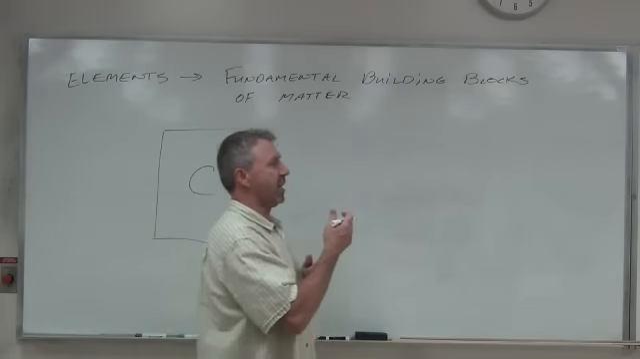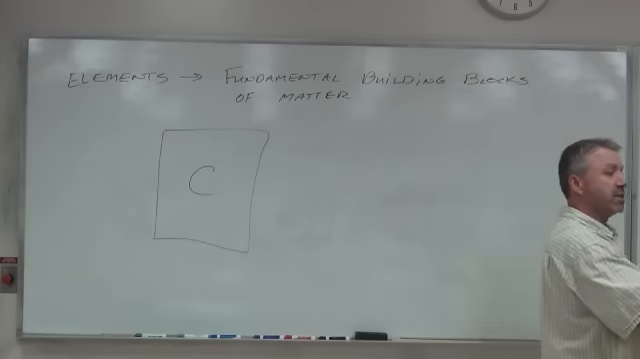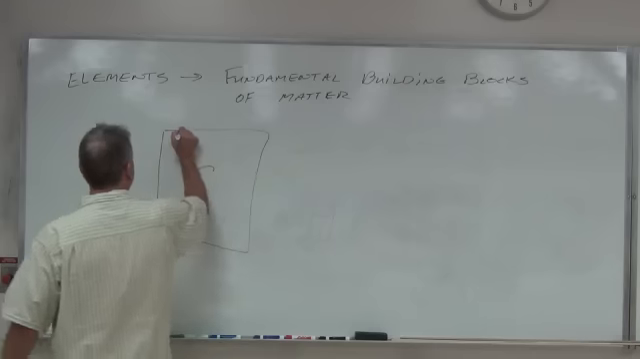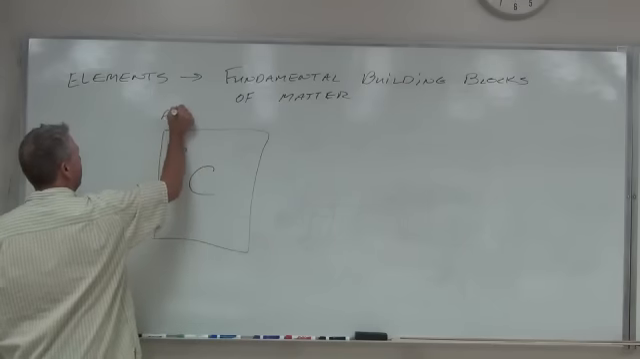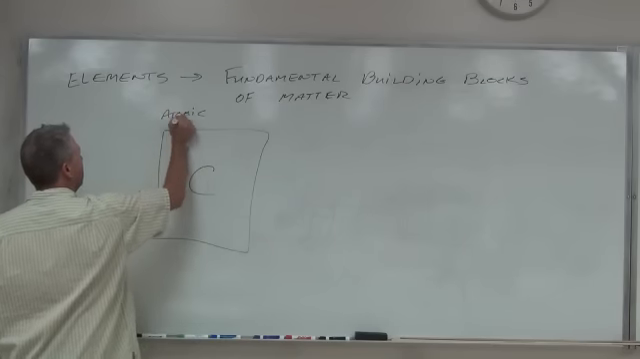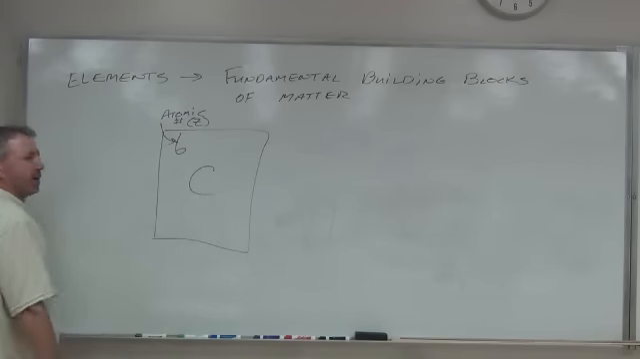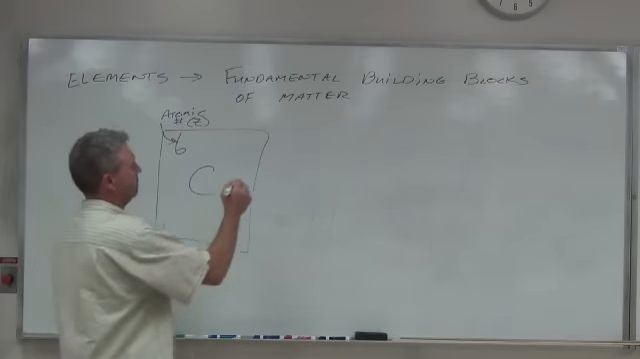But then you'll see a number that increases by one unit as you go across the period. Okay, that's going to be your atomic number or your Z number. And on our periodic table, it just so happens that it's in the upper left-hand corner. So there's our atomic number. Again, sometimes we refer to that as the Z number.